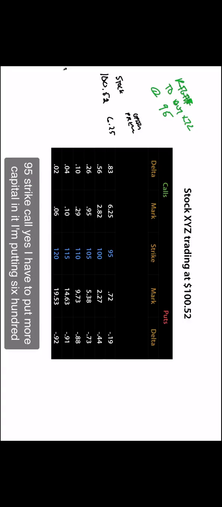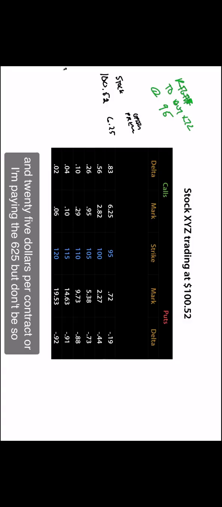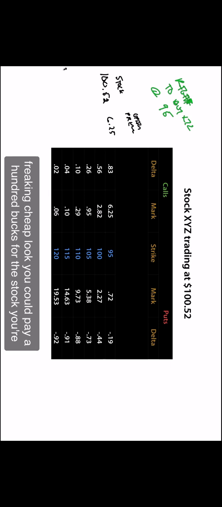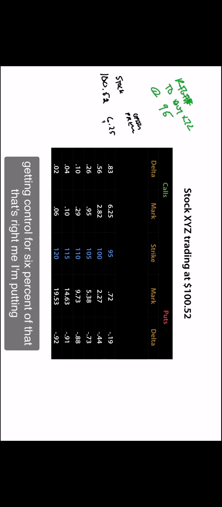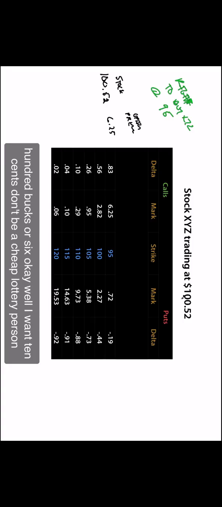Yes, I have to put more capital in it. I'm putting $625 per contract, or I'm paying the $625. But right? Don't be so freaking cheap. Look, you could pay $100 for the stock. You're getting control for 6% of that. Quit being I'm putting $100 or 6. Okay. Well, I want 10 cents. Don't be a cheap lottery person.